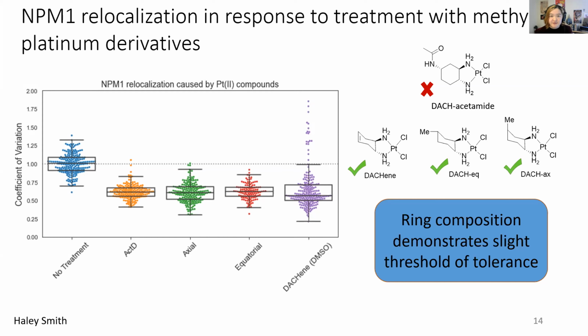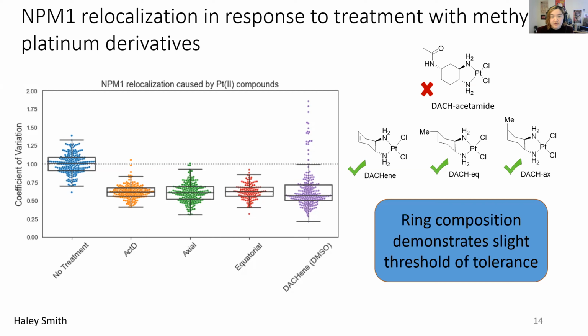Furthermore, this is what the coefficient of variation data looks like for this research. Both the equatorial and axial derivatives, again, have lower coefficients of variation by a notable degree comparative to our no treatment control. And each of these dots on the graph, just for reference, represents a singular cell in the trials. This was a little bit surprising because we had anticipated that the axial derivative wouldn't actually cause nucleolar stress, because the docacetamide, which we had synthesized previously, was also in an axial conformation.